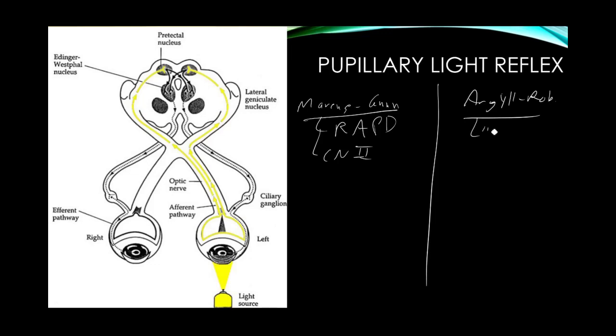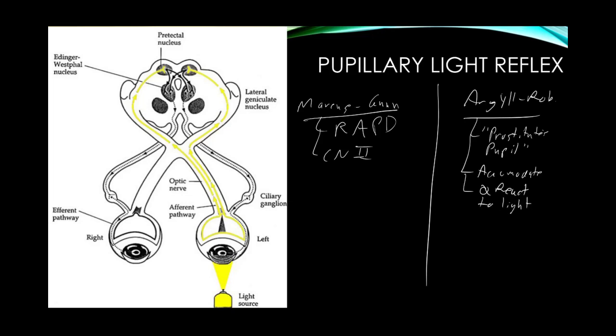Argyll Robertson pupil is also called prostitute's pupil for two reasons. One, because it's a highly specific sign of third stage neurosyphilis, and two, this one's kind of crude, but the pupils accommodate, but they don't react. So they accommodate in the sense that their eyes converge when you bring an object close to them for near vision, but they don't react to light.